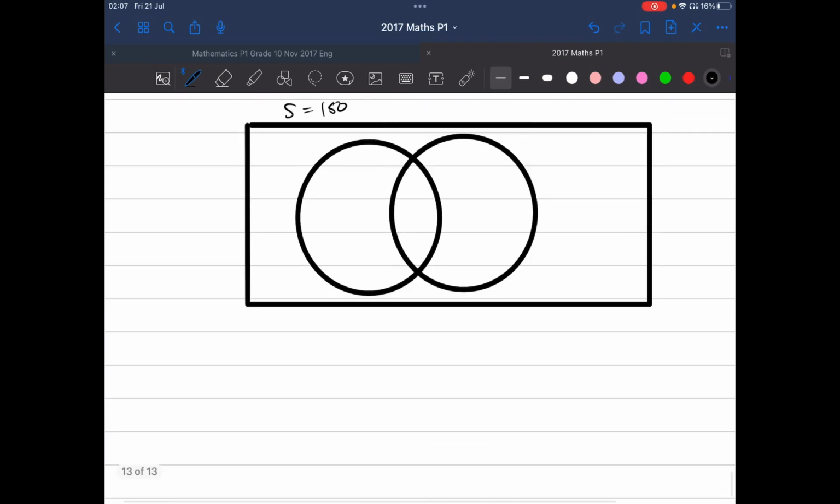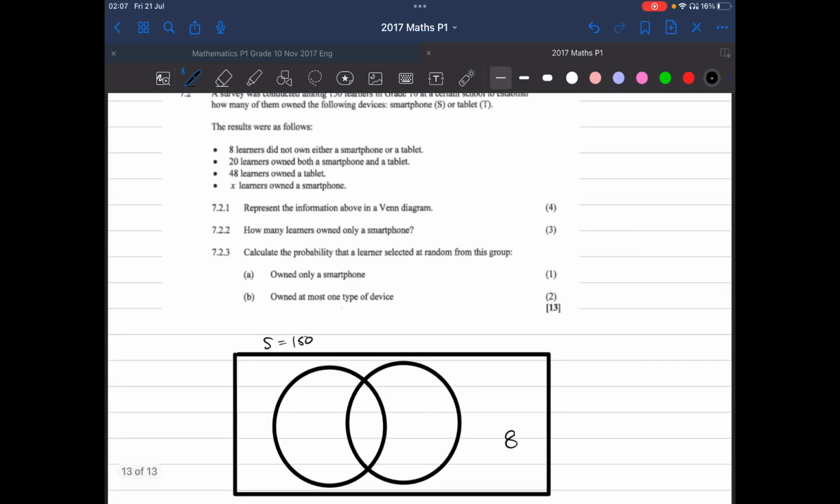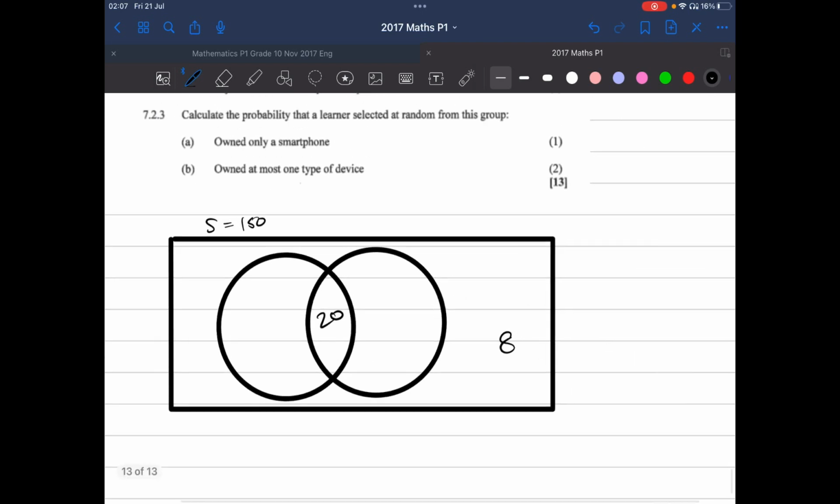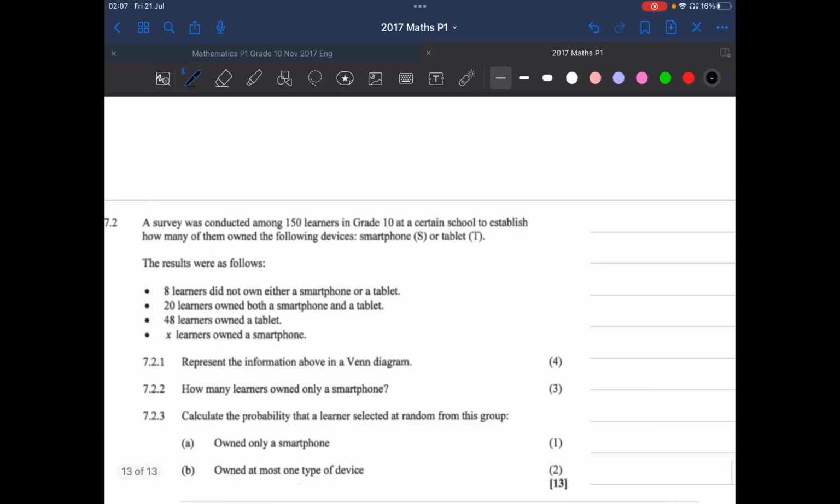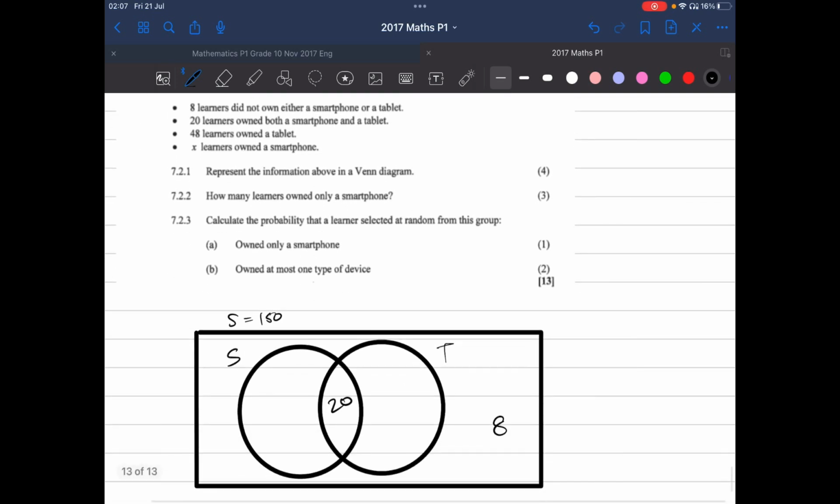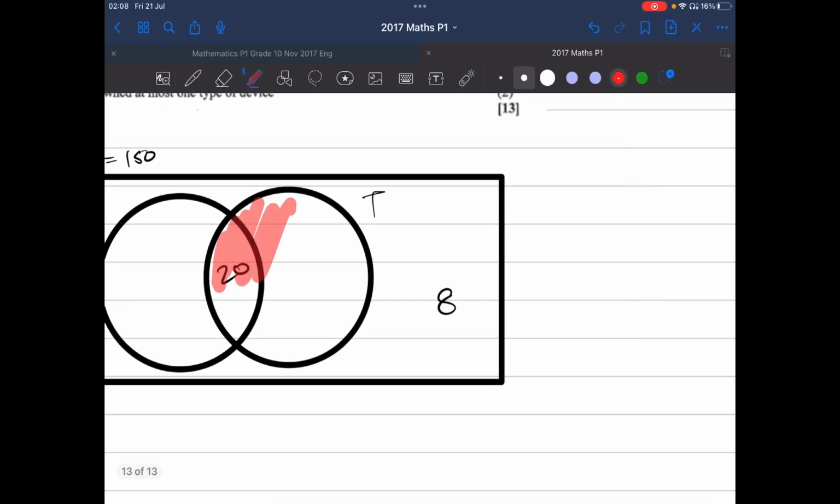8 learners did not own either. So 8 is outside of the two circles. Okay, 20 owned both. So 20 can go there. And let's call this here smartphone. Let's call this tablet. 48 owned a tablet. So this entire circle here represents the tablet. 20 is already accounted for there, so the remainder is 28.